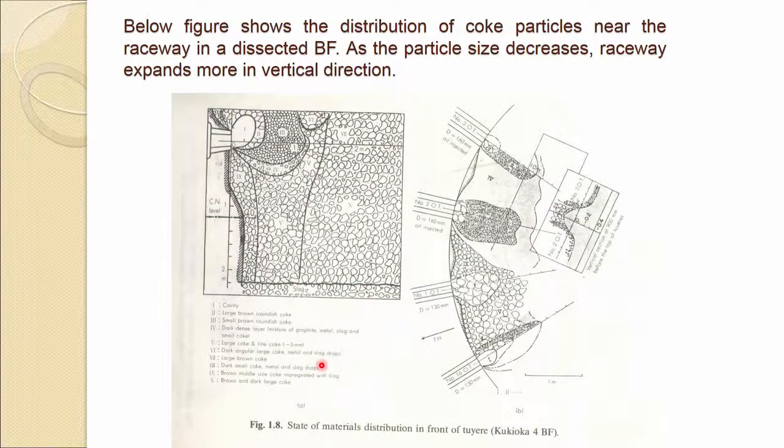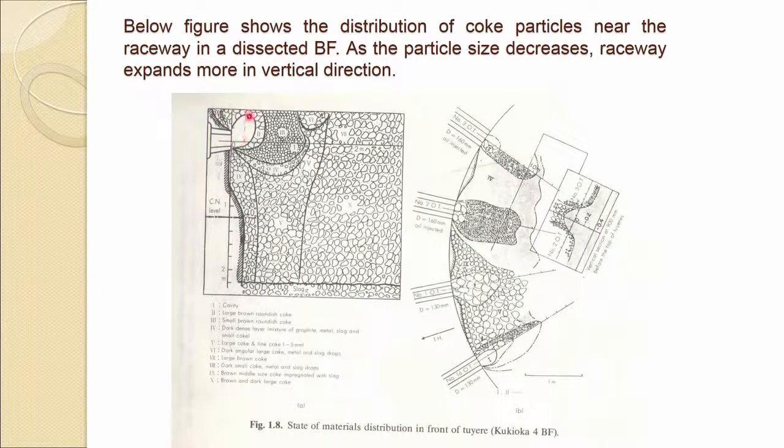So, this figure shows the distribution of coke particles near the raceway in a dissected blast furnace. As the particle size decreases, the raceway expands more in the vertical direction. So, you can see the raceway is expanding more in the vertical direction than in the horizontal direction, and this is the tuyere, and this is the cavity which we call the raceway, and the particles, as you have seen even in the video, the coke particles were racing around this.